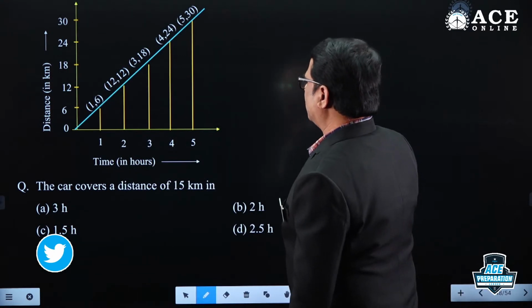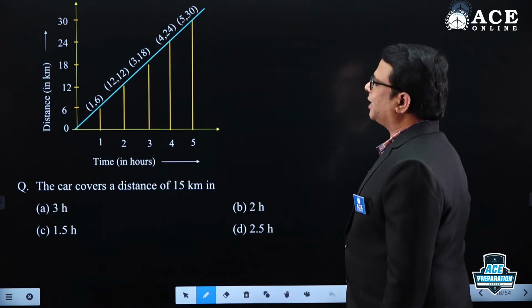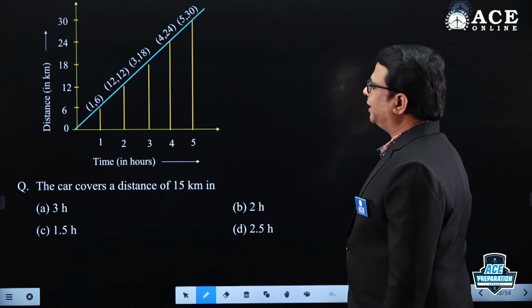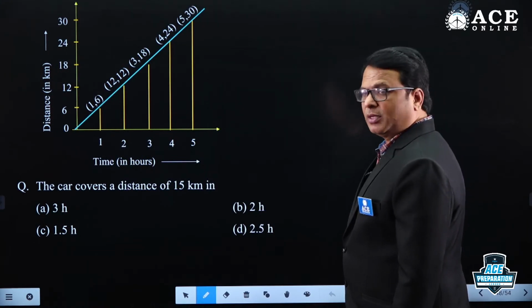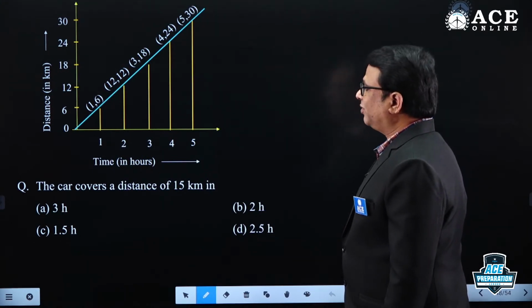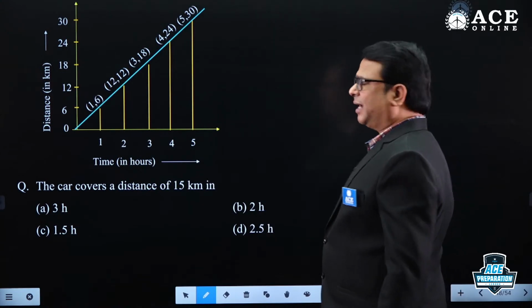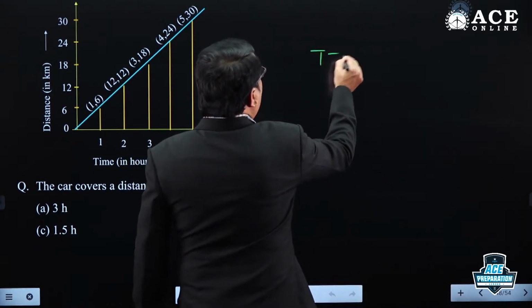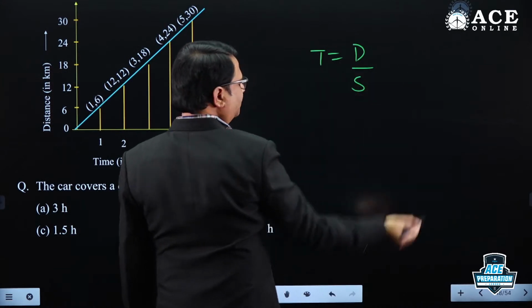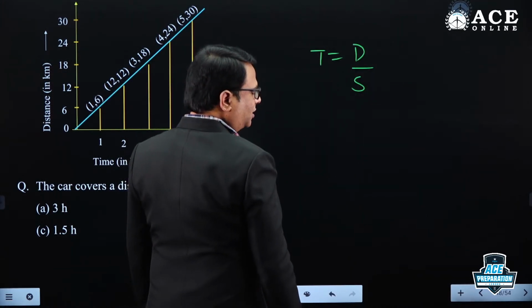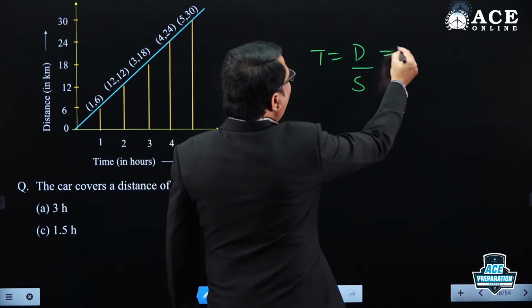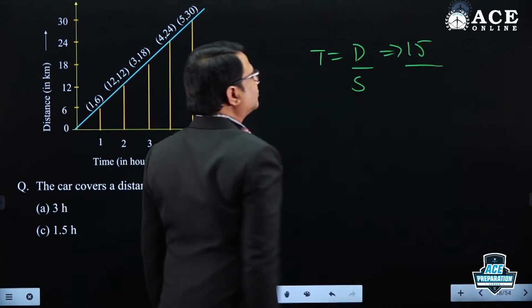Oh, we have one more slide. The car covers a distance of 15 kilometers in how much time? So the time formula is distance by speed. What is the formula for time? Distance by speed. Distance is given as 15 kilometers.